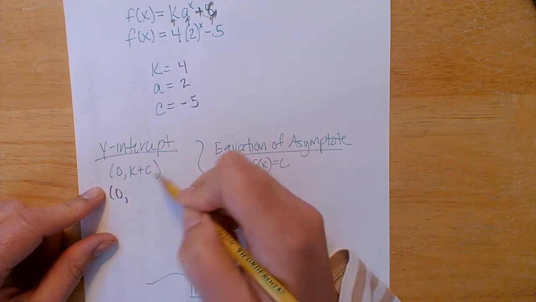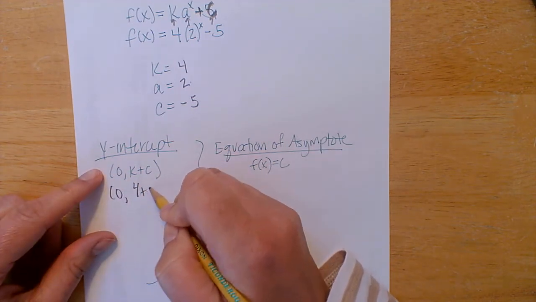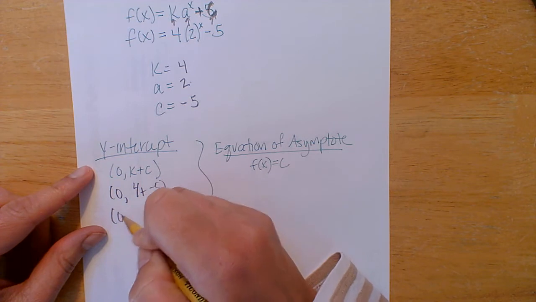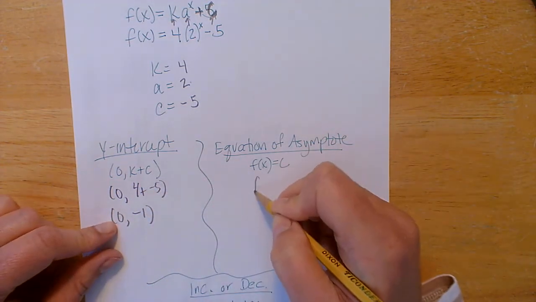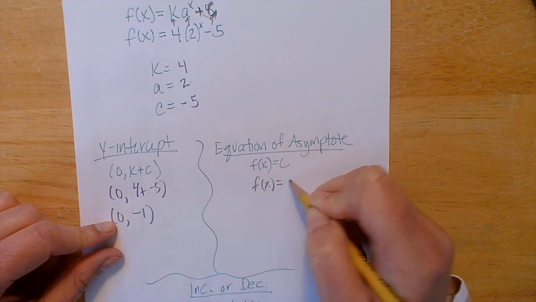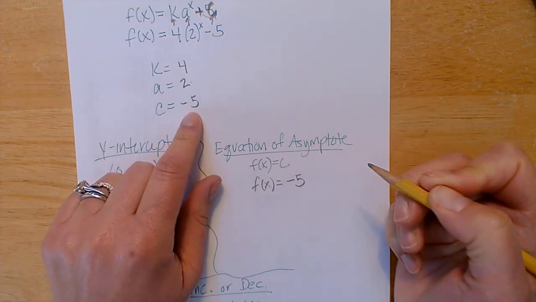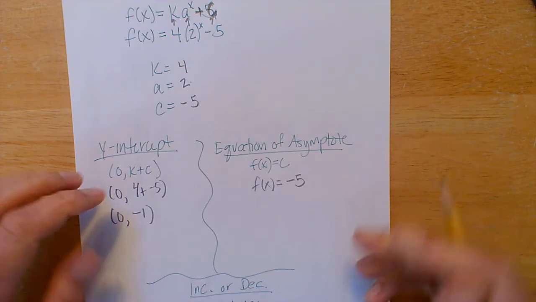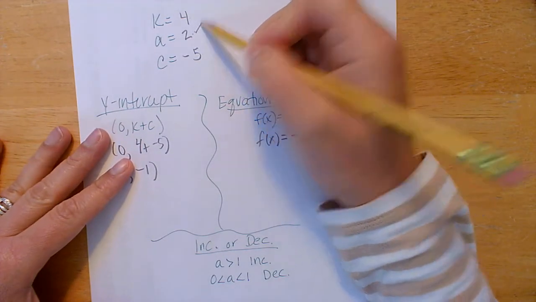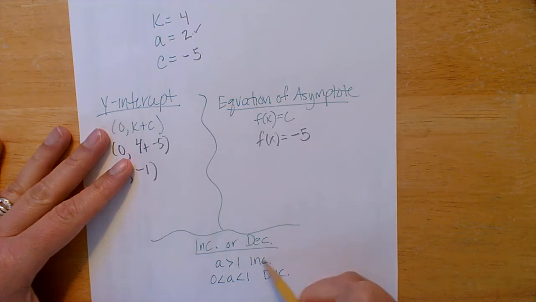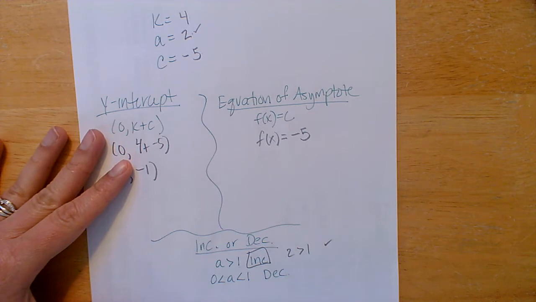All right, so we have 0, k plus c, so 4 plus -5, making sure that we combine those. 4 plus -5 is -1. Here's where it crosses the y-axis. Let's see where our asymptote is. Our asymptote is at -5, so f of x equals -5. Let's see if it increases or decreases. Our a is 2. 2 is definitely greater than 1. Check, so it's going to increase.